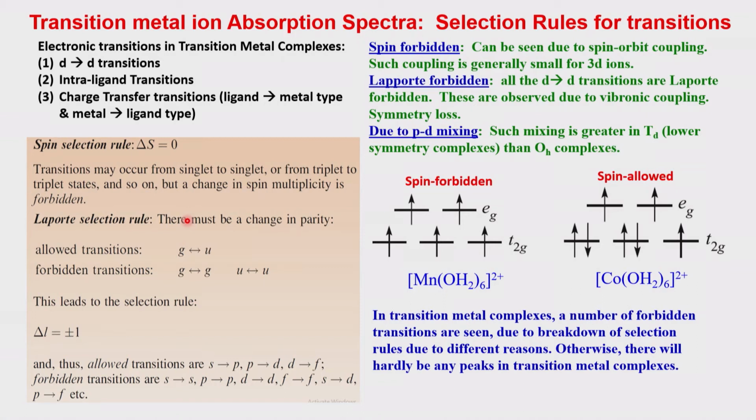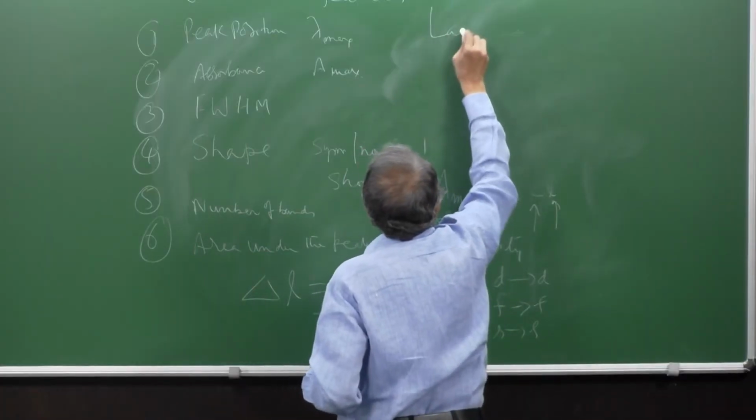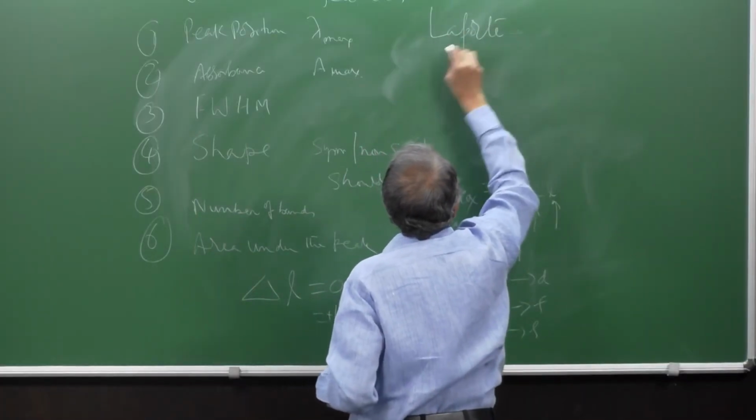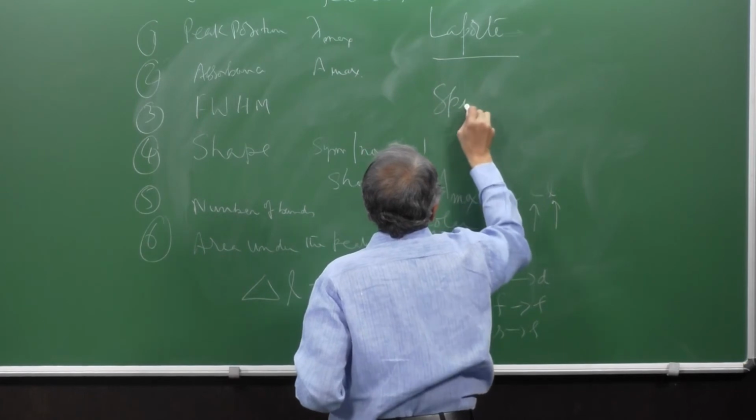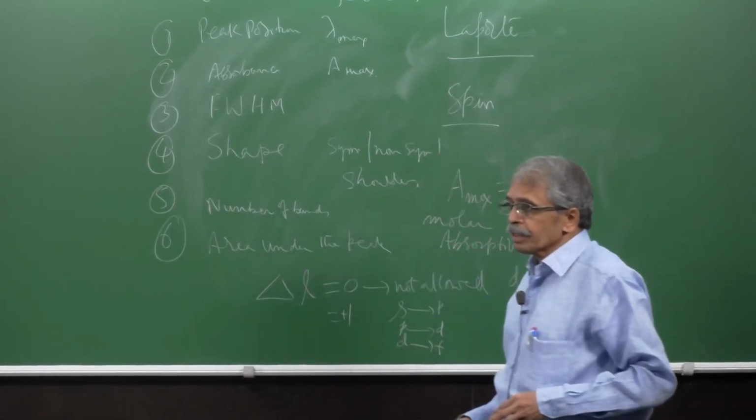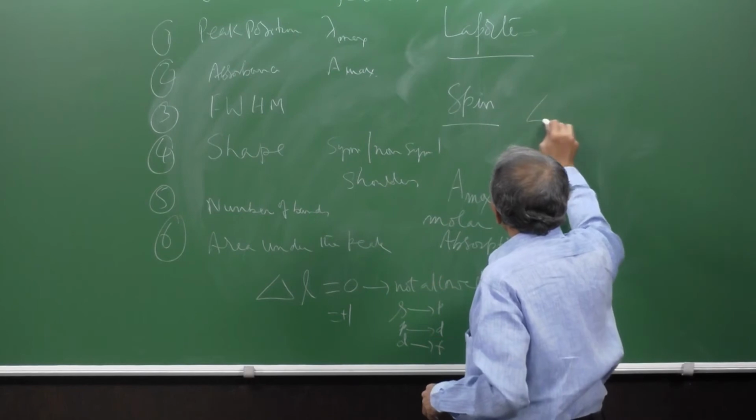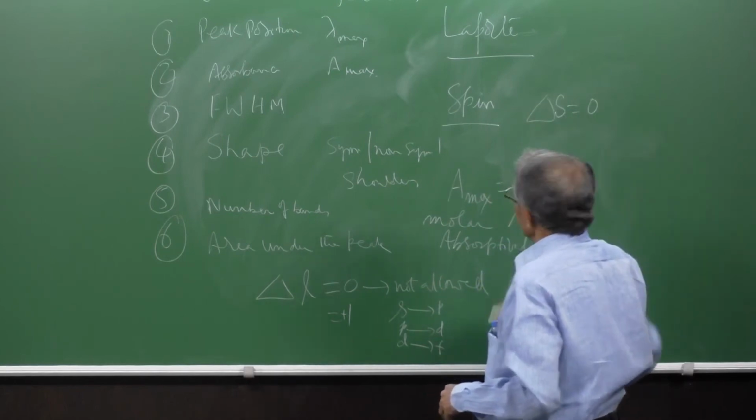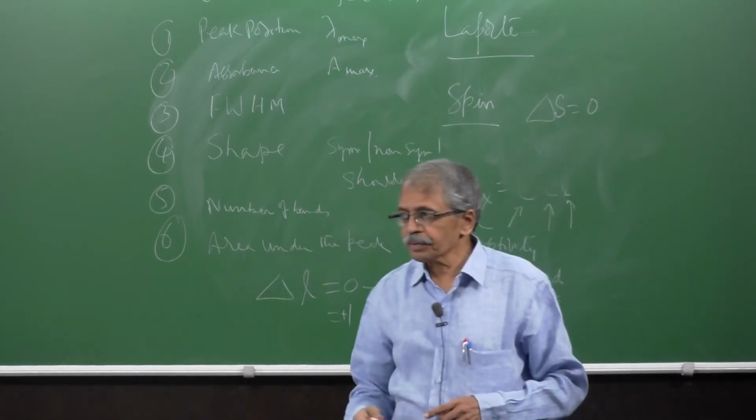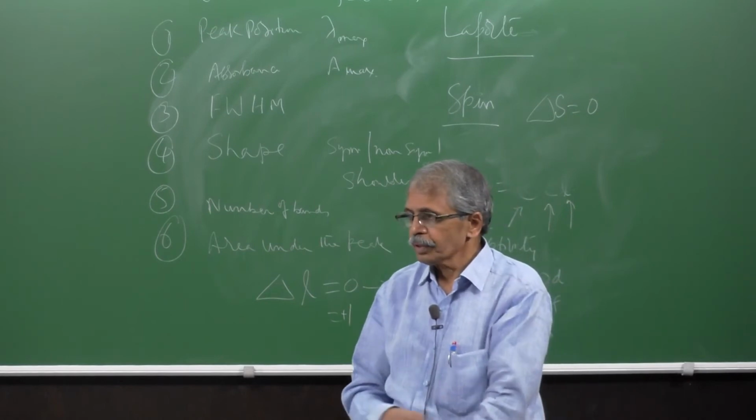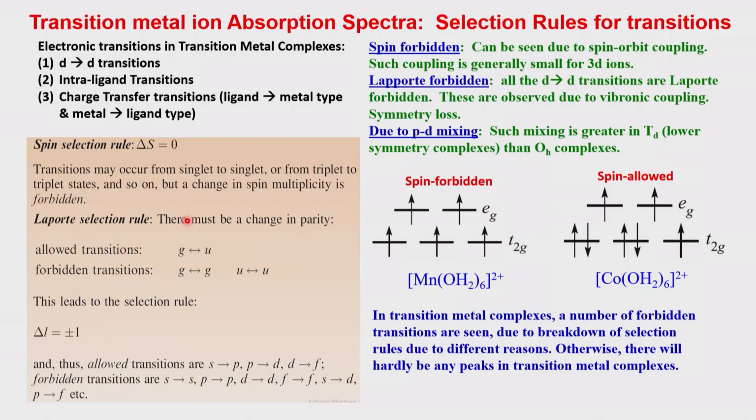The second part of this is the spin part. What I explained to you so far is referred to as the Laporte selection rule, and the other is the spin rule. For spin, you require delta S to be 0. That means the spin difference should be 0. That is the spin selection. If it is non-zero, then it is not spin allowed.